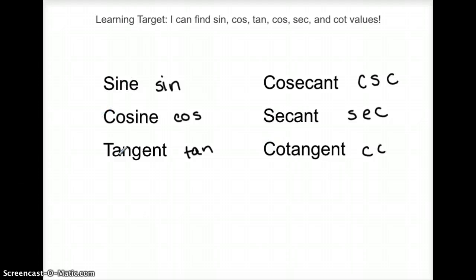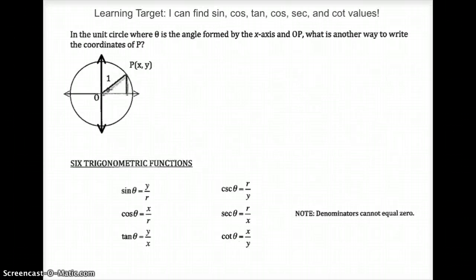Like I said, we're used to the first three. These last three are new for us though. So let's see, what do we got? In a previous video, we talked about a point on a circle and finding the sine, cosine, and tangent by the reference triangle made from that point.